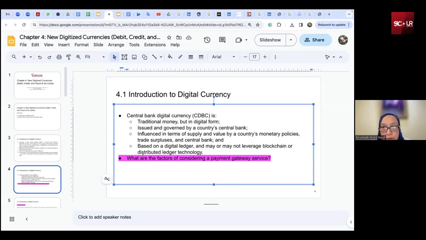If you Google, what are the factors of considering a payment gateway? It's either, because now we are talking as a consumer, but if you are the service provider, if you are the business, you have the enterprise, then how do you choose or consider choosing the payment gateway.